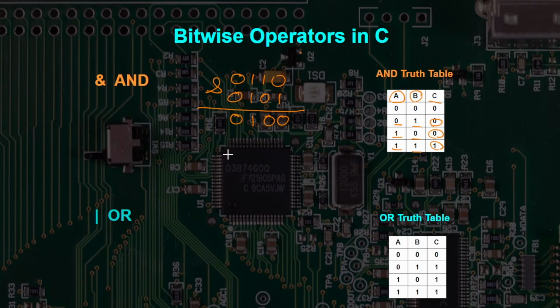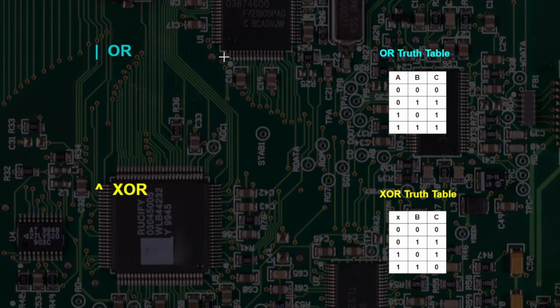Let's move to OR. Alright, we're going to use the same number, and in embedded C, OR is this pipe symbol here. So when top is 0, bottom is 1, so 0, 1, our output will be 1. 1 and 0, output is 1. 1 and 1, output is 1. 0 and 0, output is 0. So here's our binary number after we OR these together.